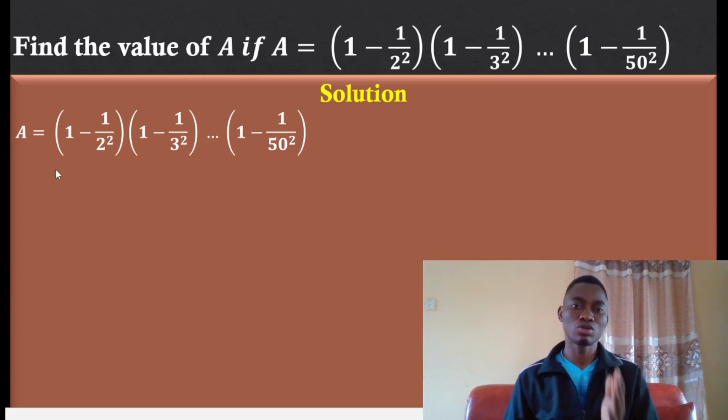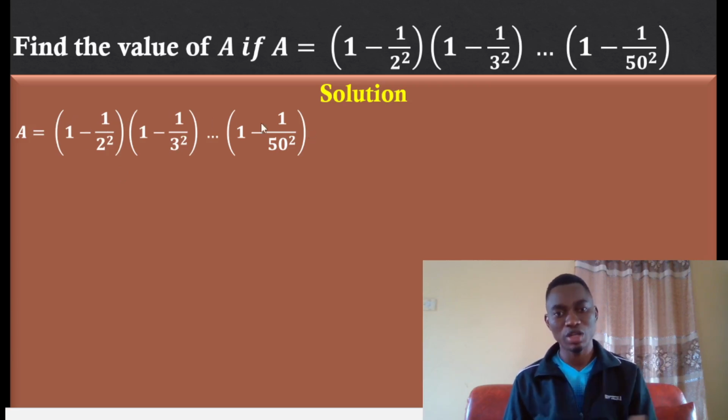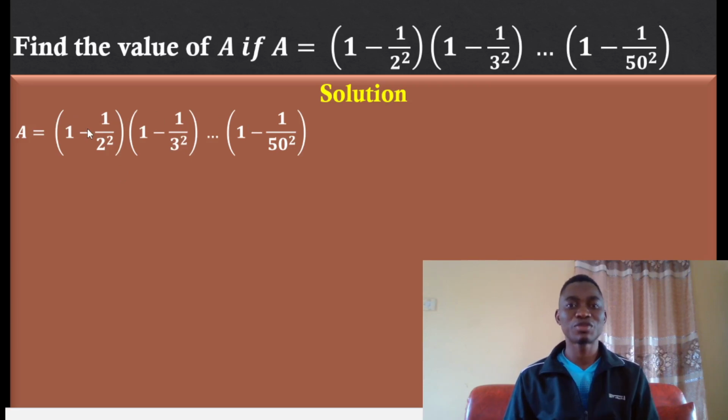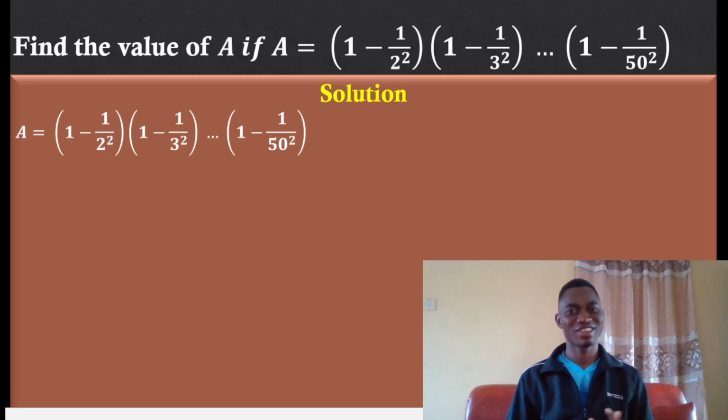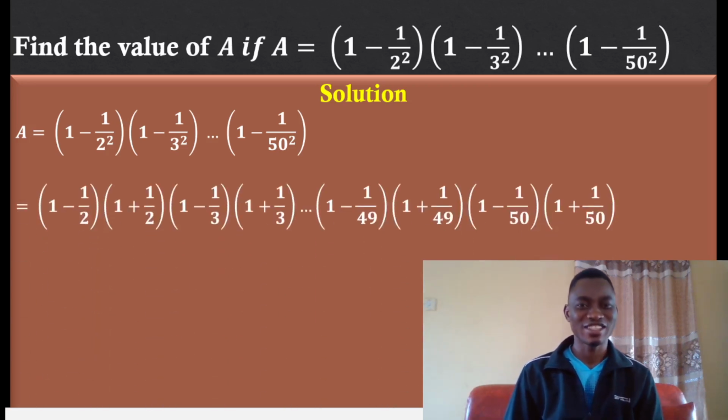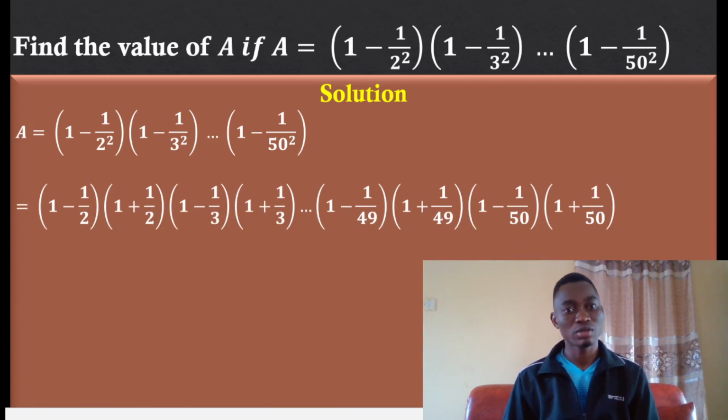So what we are going to do is to express each of these expressions as a difference of two squares. When we are done with that, there will be a resultant pattern which we should also look at, and the answer will be looking at us. Okay, let's go.